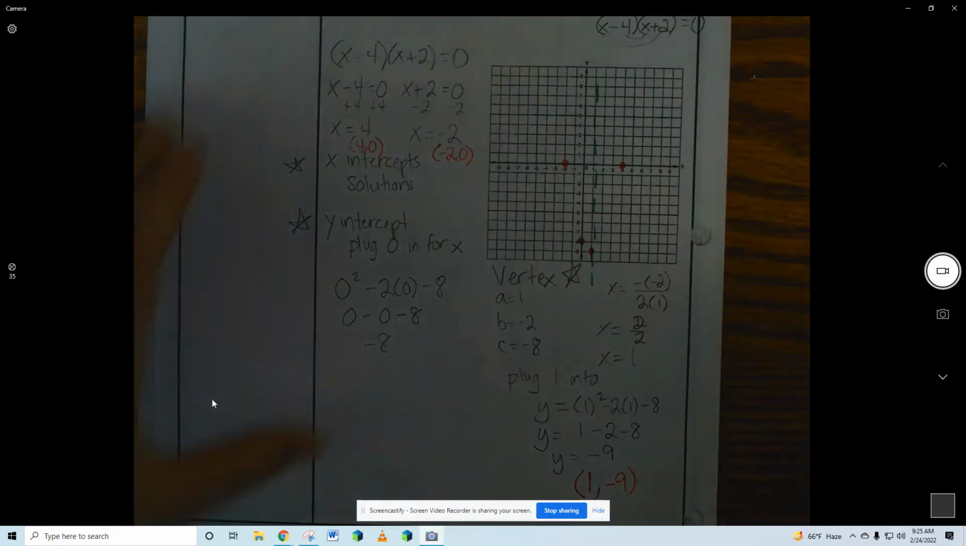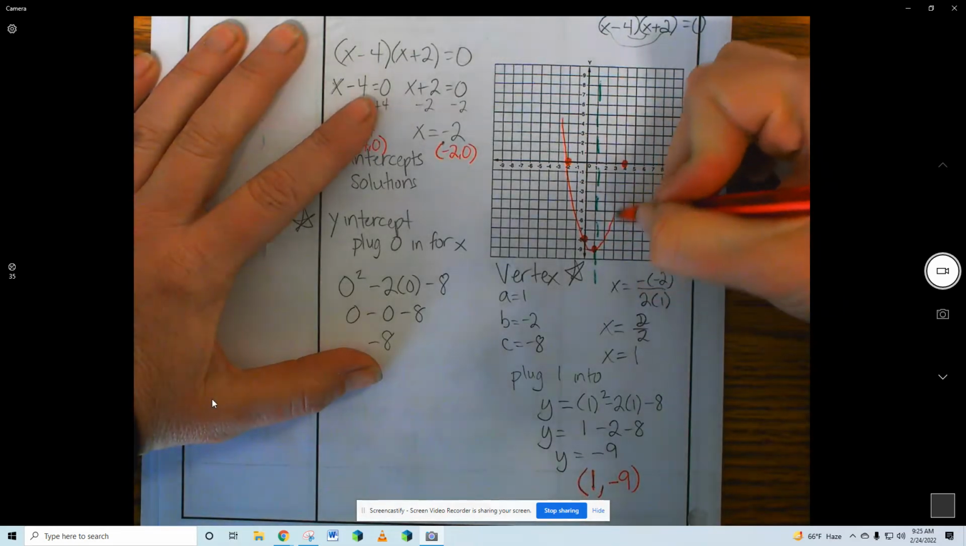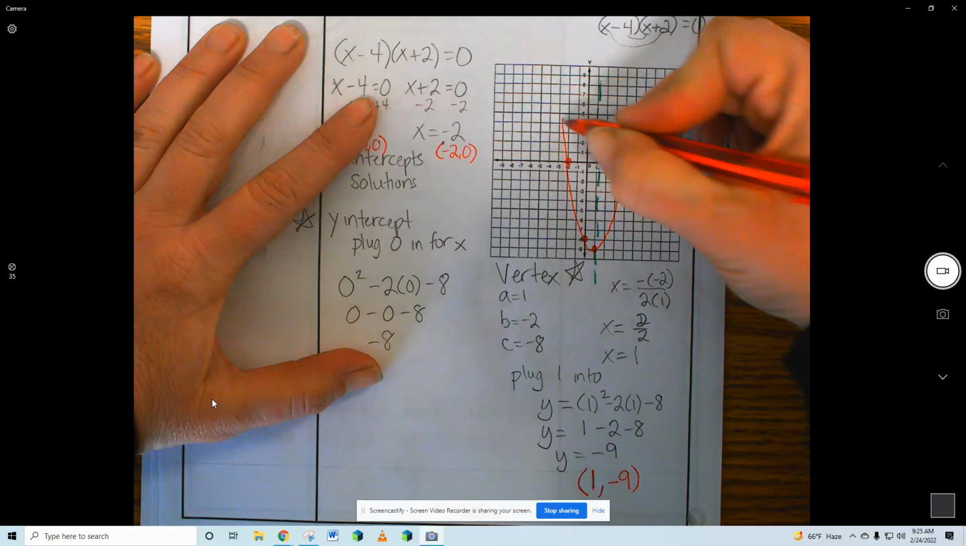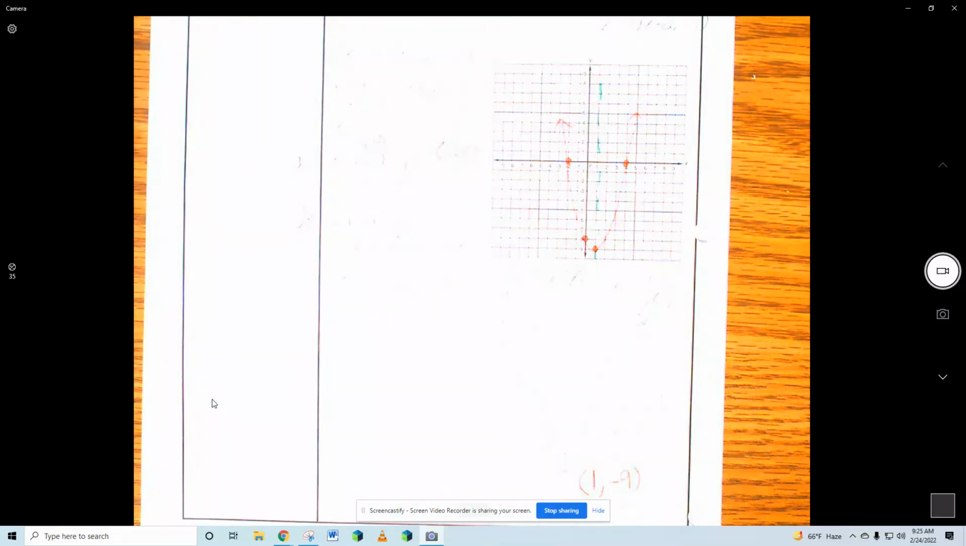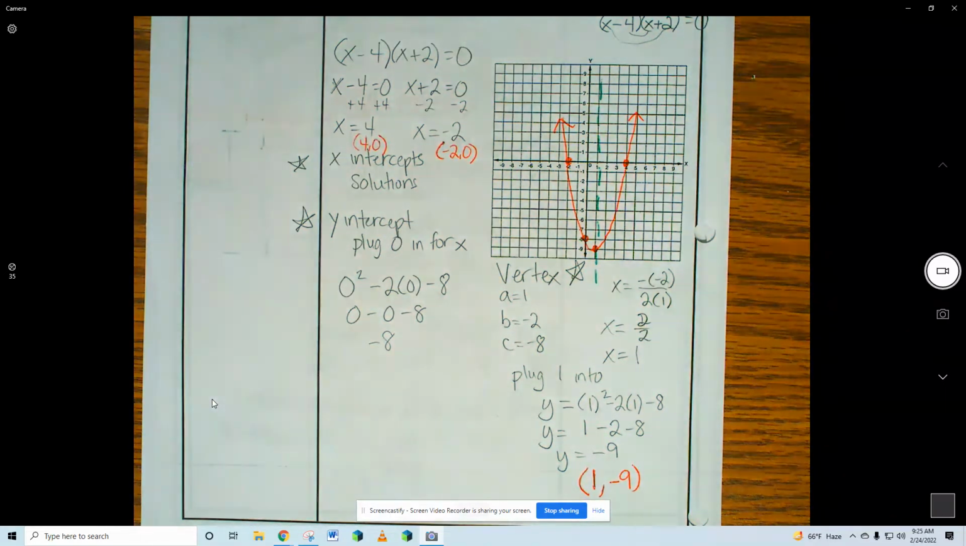So now I can draw my parabola. Draw a smooth curve, please. Draw a smooth curve, and there is your parabola.